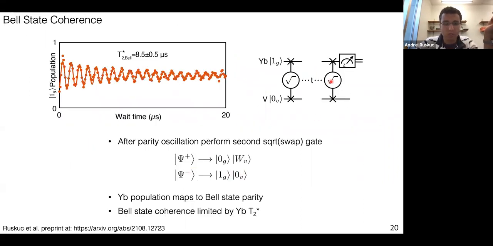And we can read out these oscillations by applying a second square root of swap gate, which maps the psi plus and psi minus Bell states to these two quantum states, whereby we can then measure the Ytterbium state as a proxy for this initial state parity. When we do this, we observe clear oscillations of this Bell state parity with a decay time of about 8.5 microseconds, which we can actually understand is now being limited by the Ytterbium Ramsey coherence time.